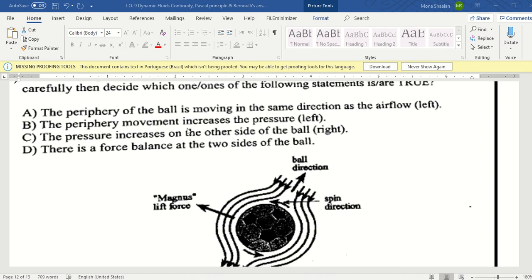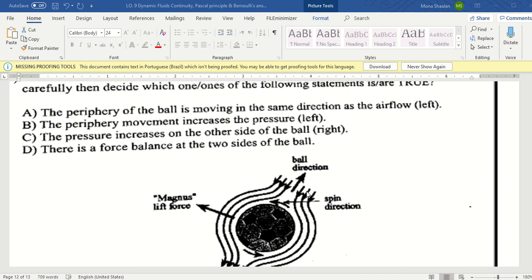The periphery movement increases the pressure to the left. Now the speed increased to the left, so the pressure would decrease here. So this sentence is not correct. The pressure increases on the other side of the ball to the right. Okay, the speed increased, so the pressure would decrease here, and the pressure here to the right would increase.